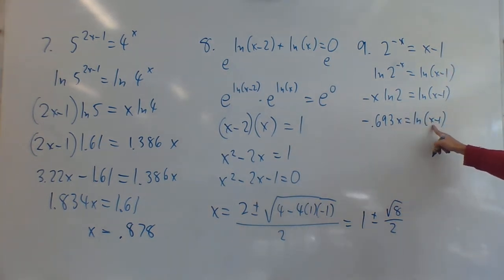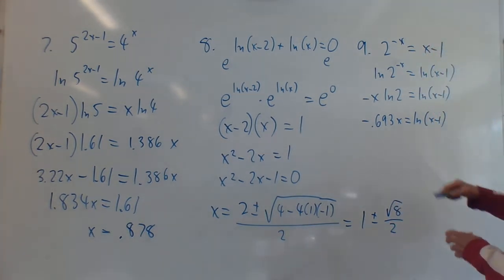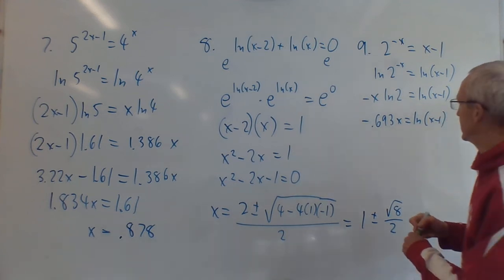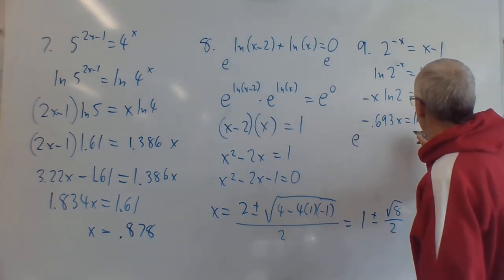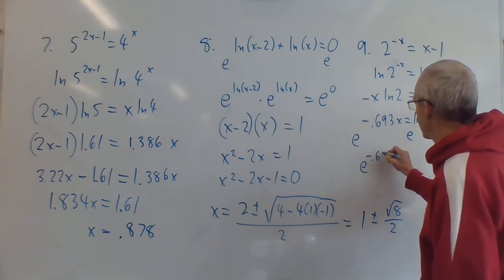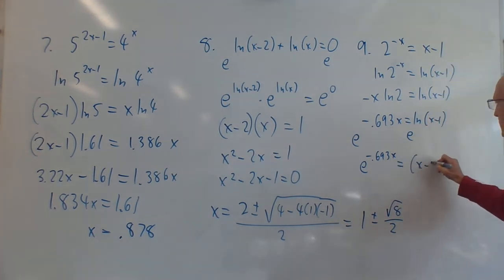But we still have an x here and an x on the other side. We haven't solved for x. So how do we get rid of the ln? We raise both sides to the e power. So now we have e to the negative 0.693x is equal to e to the ln, which gets rid of that, is equal to x minus 1.